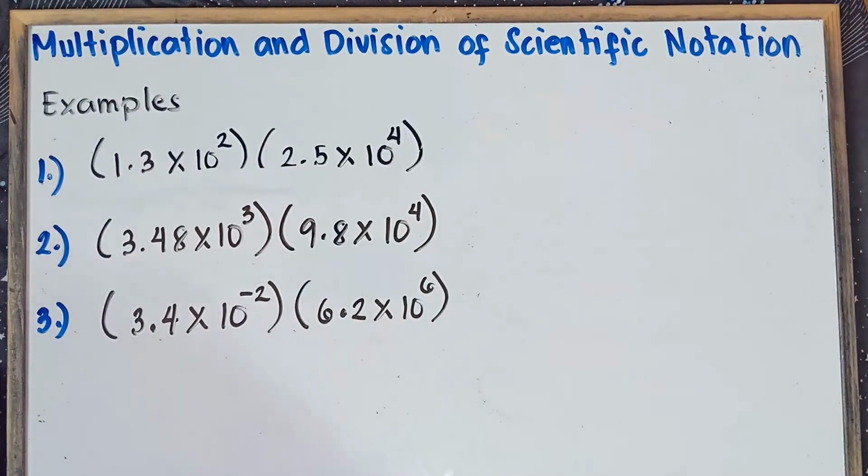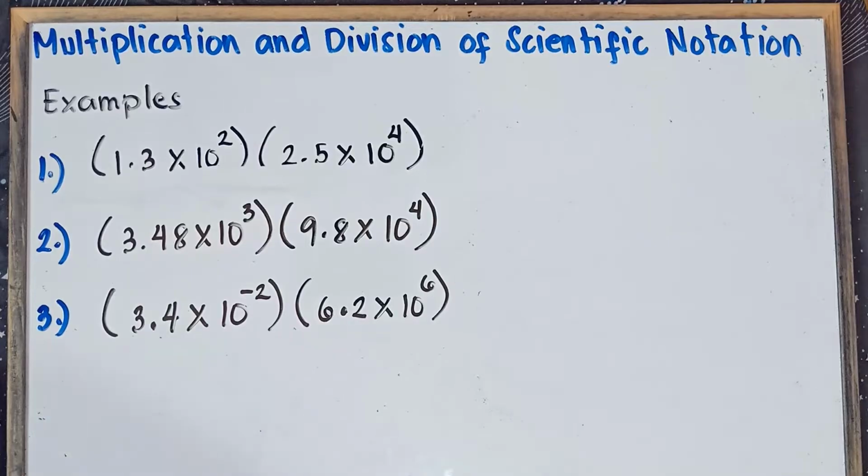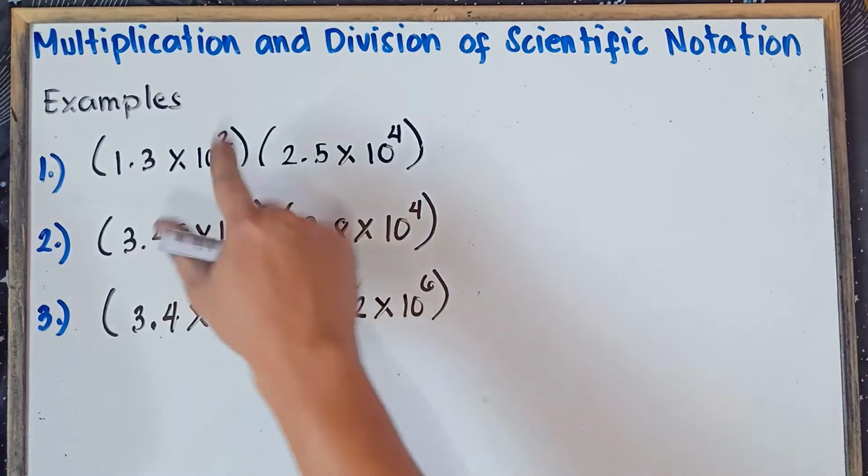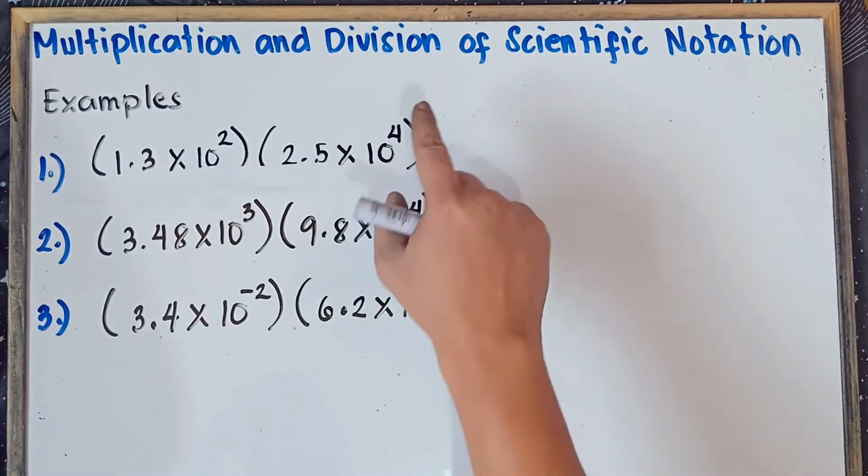Our topic for today's class is all about multiplication and division of scientific notation. So without further ado, let's do this topic. Let's start with multiplication. Our given example for number 1, we have 1.3 times 10 raised to the power of 2 multiplied by 2.5 times 10 raised to the power of 4.